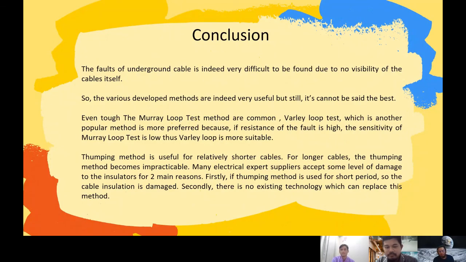The thumping method is useful for relatively shorter cables. For longer cables, the thumping method becomes impracticable. Many electrical suppliers accept some level of damage to the insulators for two main reasons. Firstly, if the thumping method is used for even a short period, the cable insulation is damaged. Secondly, there is no existing technology which can replace this method.